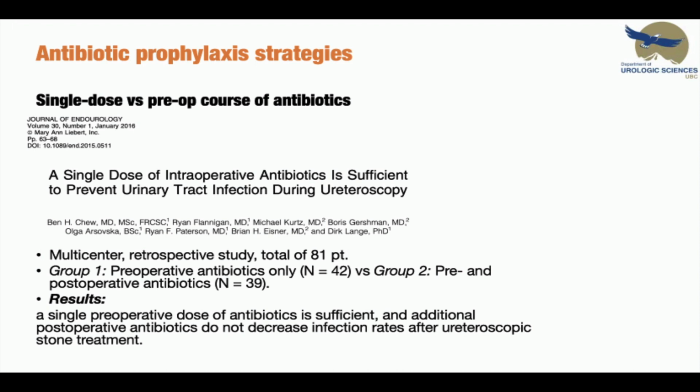This multi-center retrospective study with a total of 81 patients: in group 1, preoperative antibiotic prophylaxis was given only, in 42 patients. In group 2, pre and postoperative antibiotic was administered in 39 patients. They found that a single preoperative dose of antibiotic is sufficient, and additional postoperative antibiotic doesn't decrease infection rate after ureteroscopic stone treatment.